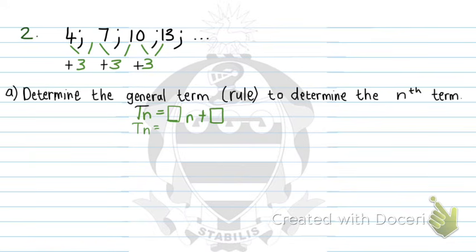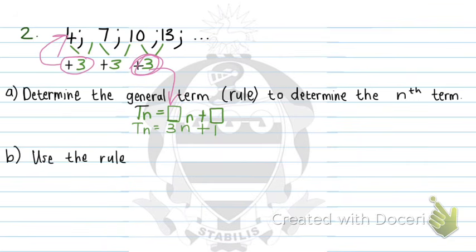The first block will be replaced with the constant difference. Can you remember what the constant difference was? It was 3, so I put that in the place of the block. So it's going to be 3n. And then, what did I say again? I take the constant difference and see what I have to do to get to 4. What do I do to 3 to get to 4? I add 1. So it's going to be 3n plus 1. That is the rule.